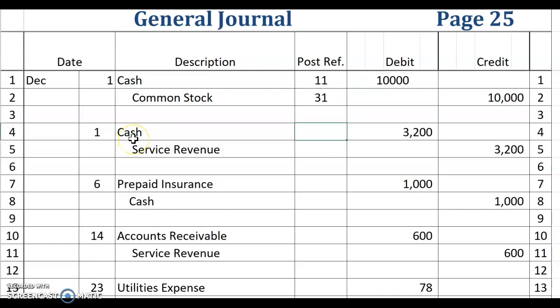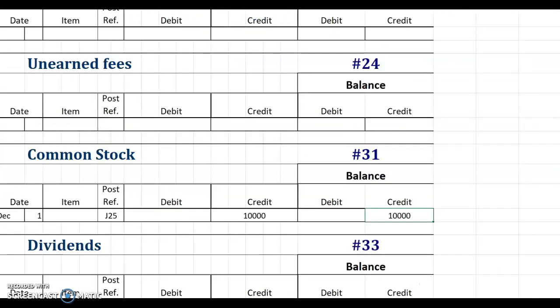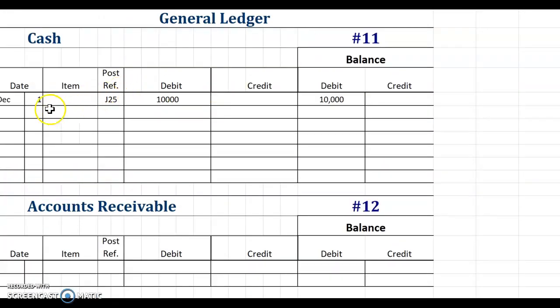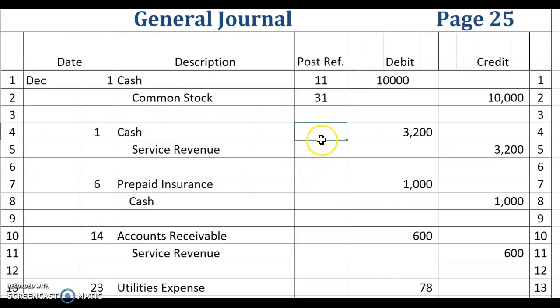Now we have another transaction on the 1st. All right, so we have to post our debit to cash of 3,200. So go to the cash account. This is also on the 1st. Skip the item column. It's J25. We've got a debit to cash of 3,200. And so now the balance in cash, it was a 10,000 balance, but we posted a debit, and a debit and a debit will be added to get the new balance of 13,200. Again, we put the post reference 11.